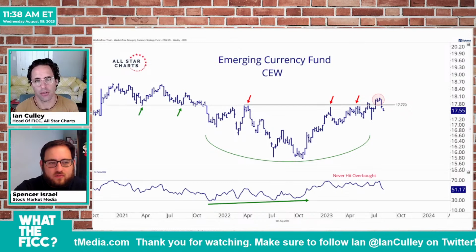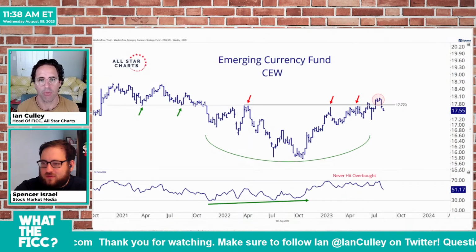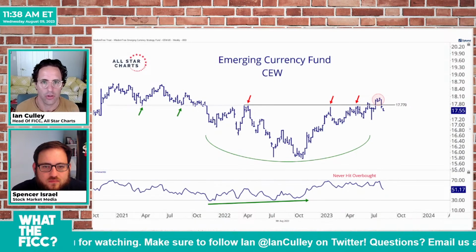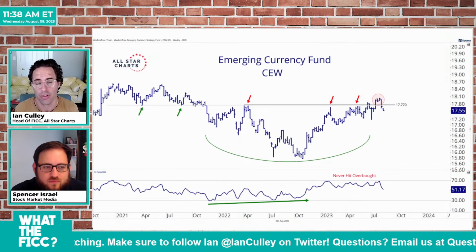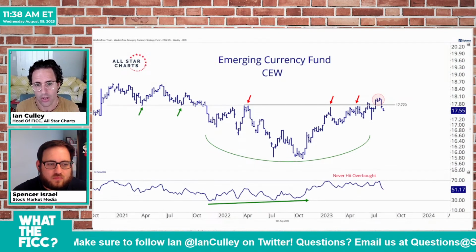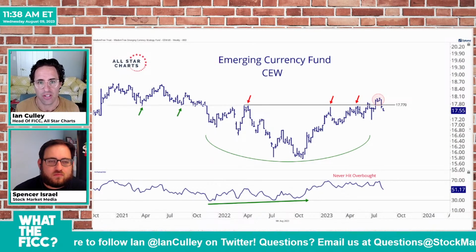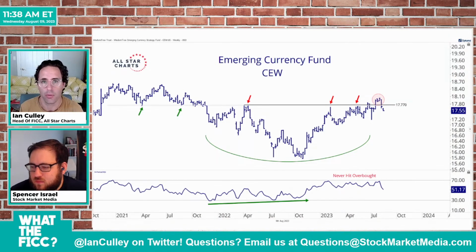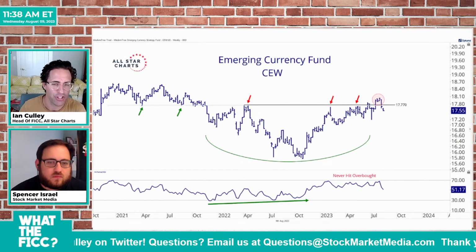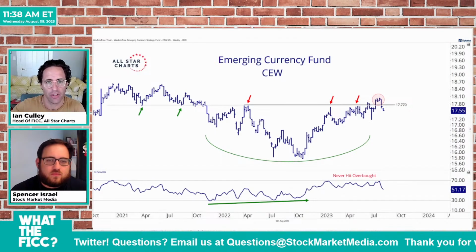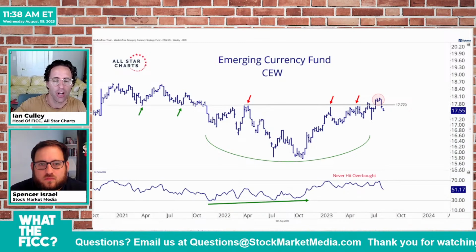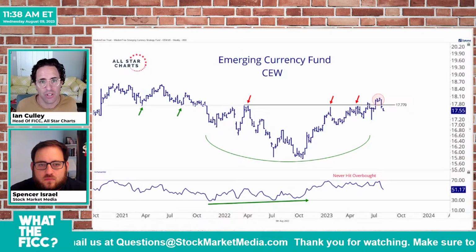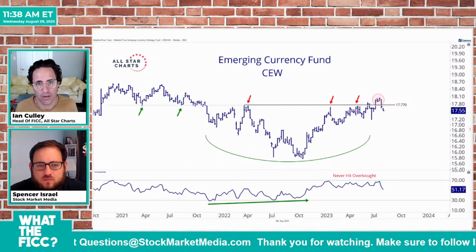I use it for confirmation. I use it for, again, a read on breadth, the breadth of strength or weakness in the US dollar. And you absolutely can trade this. You can express a bearish dollar thesis by buying CEW. Absolutely, 100%. For today, it's not about buying or selling this index. It's more about the information that it's providing, which is, we're not seeing broad dollar weakness. We're actually seeing the opposite. We're seeing broad dollar strength.